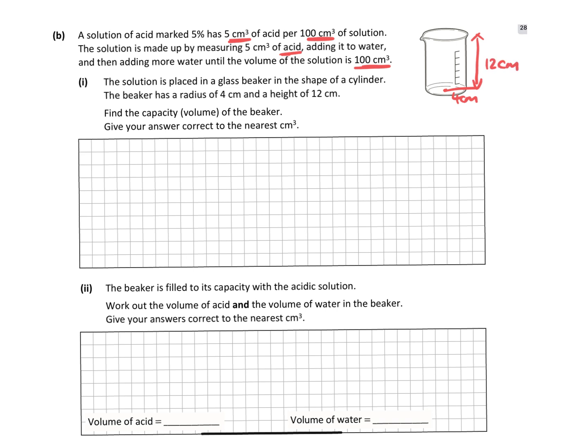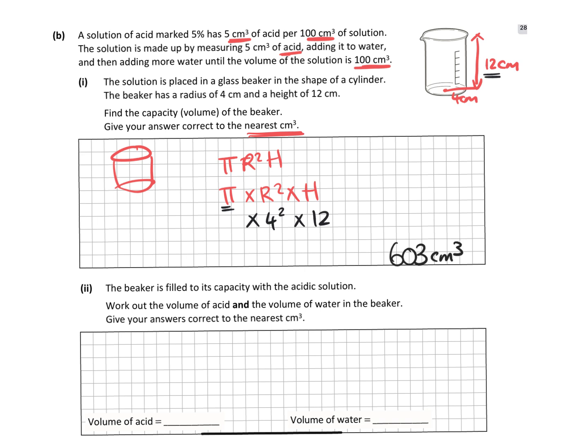So volume. So you opened up your formulas in the log tables, you looked for your cylinder, and there you found that the volume of a cylinder is pi r squared h. That means pi multiplied by r squared multiplied by h. In this case, it says give your answer to the nearest centimetre cubed. So you are typing your pi button into your calculator, multiplied by 4 squared, multiplied by h, which is 12. You're typing all of that in and you should get 603 centimetres cubed.